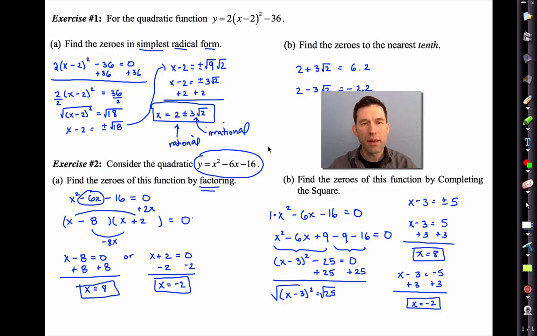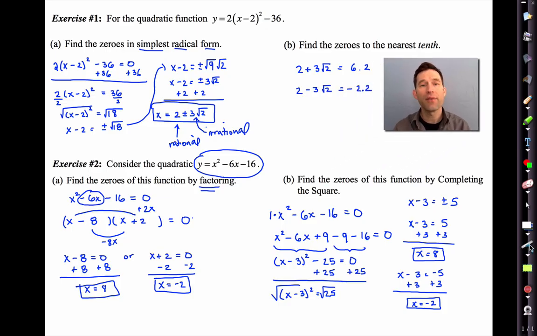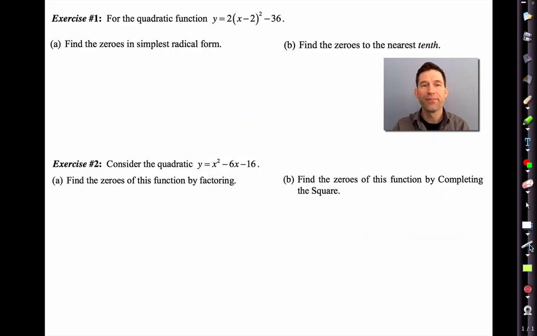But it's good for us to be able to find the zeros both by factoring and by completing the square. And we're going to see why that is in the next problem, okay? I'm going to clear out the text, so copy down anything you need to. Okay, here we go. Let's move on.